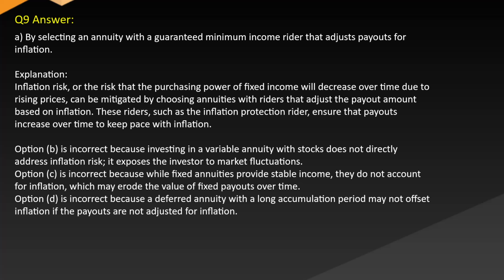Option B is incorrect, because investing in a variable annuity with stocks does not directly address inflation risk. It exposes the investor to market fluctuations. Option C is incorrect, because while fixed annuities provide stable income, they do not account for inflation, which may erode the value of fixed payouts over time. Option D is incorrect, because a deferred annuity with a long accumulation period may not offset inflation if the payouts are not adjusted for inflation.